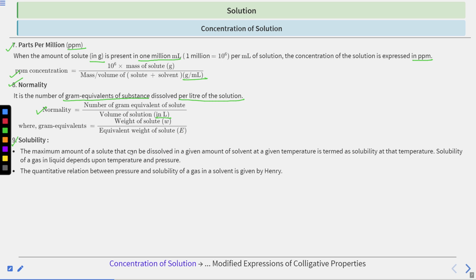So the maximum amount of a solute that can be dissolved in a given amount of solvent at a given temperature is termed as solubility at that temperature. So solubility of a gas in liquid depends upon temperature and pressure. Solubility is directly related to the temperature and pressure of the solution. The quantitative relation between pressure and solubility of a gas in a solvent is given by Henry. So this phenomenon is given by Henry.